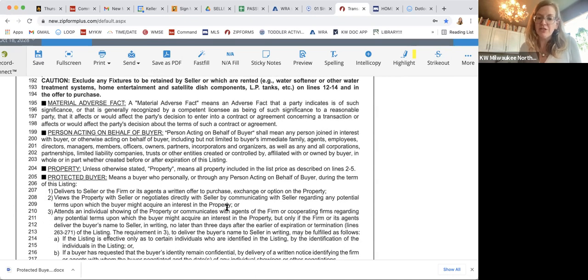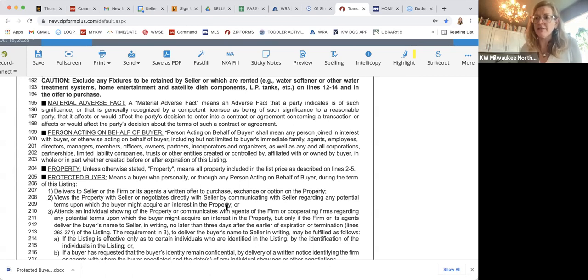Material adverse fact. A material adverse fact means any adverse fact that a party indicates is of such significance, or that is generally recognized by a competent licensee as being of such significance to a reasonable party, that it affects or would affect the party's decision to enter into a contract or agreement. So I think a big example I like to use, when showing a property, we have a duty to disclose all adverse facts to our clients and customers.